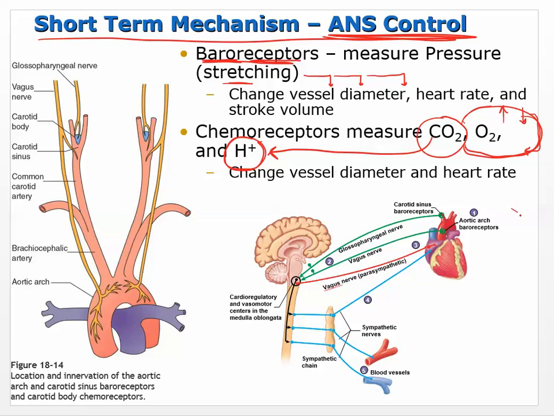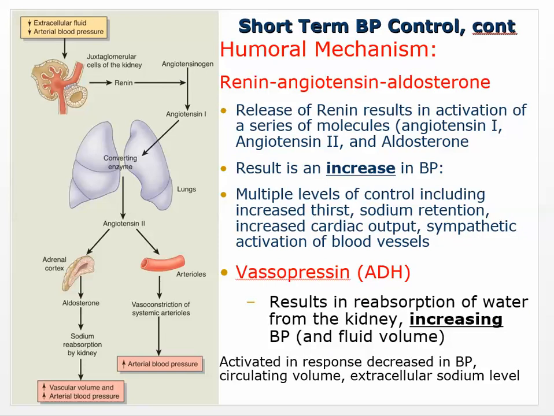Okay, and so these pictures, I'm not too worried about the details of that, but that just shows how you have these receptors in various places, and they're constantly measuring either stretch or the chemical content of the blood, to affect your blood pressure and blood flow.